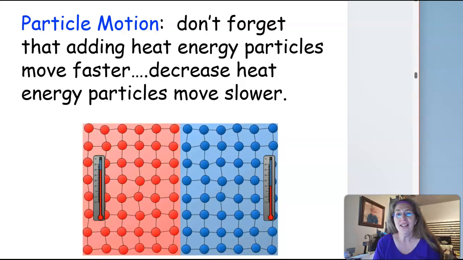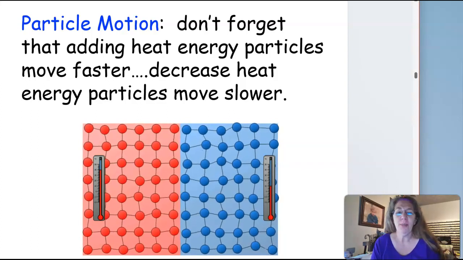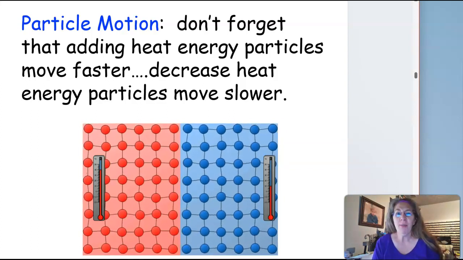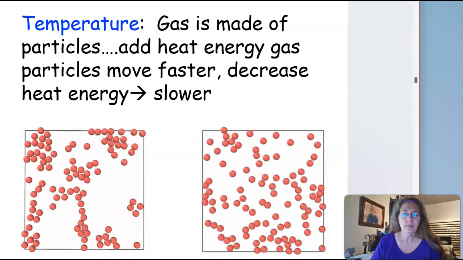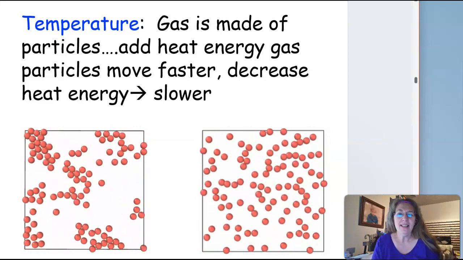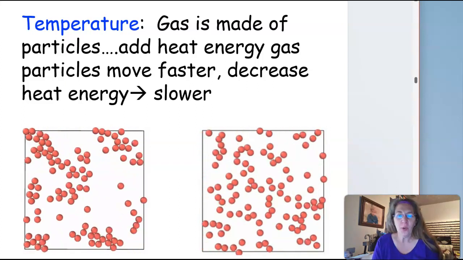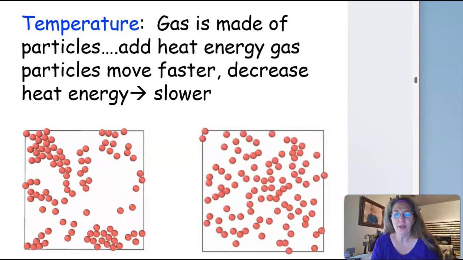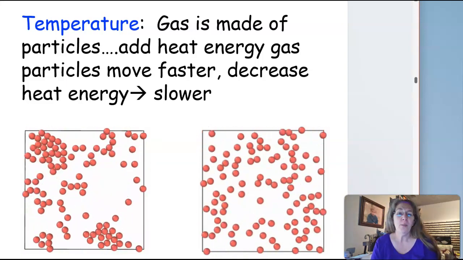You also should note that this is a solid in this example and not a gas because the particles are being held in place. This is just to illustrate that particles move faster when the temperature is higher. When we look at gases, the example on the left is an example of a lower temperature, and the example on the right is an example of a higher temperature. So gas molecules are going to move around faster when there's more heat energy.